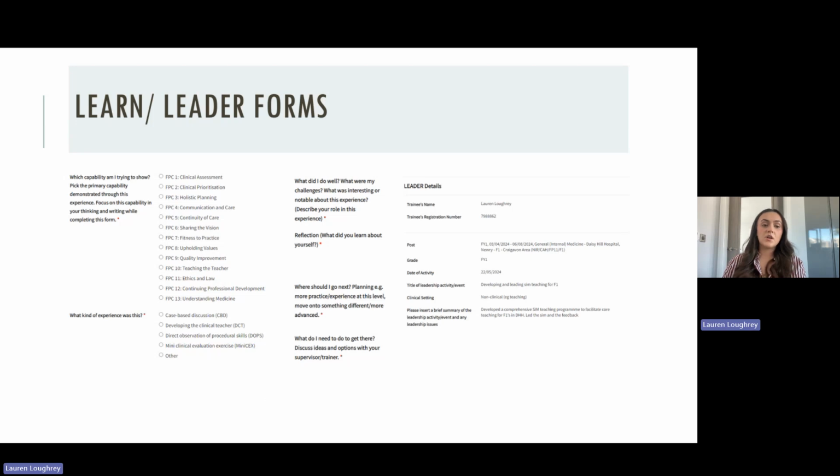Learn and Leader forms. You can create a Learn form to show how you've demonstrated any one of the 13 FPCs. This can be done via CBD, Mini-CEX, DOPS or DCT. For example, you could submit a Learn form to your clinical supervisor on FPC1 clinical assessment through doing a Mini-CEX during a ward round. You can reflect on the encounter, on what went well, what challenges you encountered, and plan the next steps. For example, getting more practice or seeing more complex patients. Your supervisor can then give you feedback and advice on how you should progress with that particular skill or FPC.